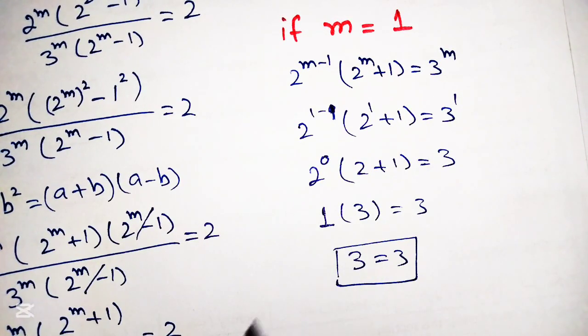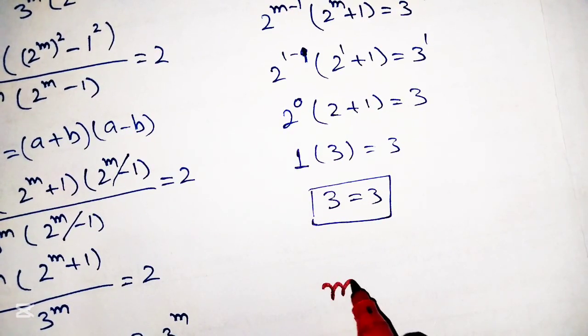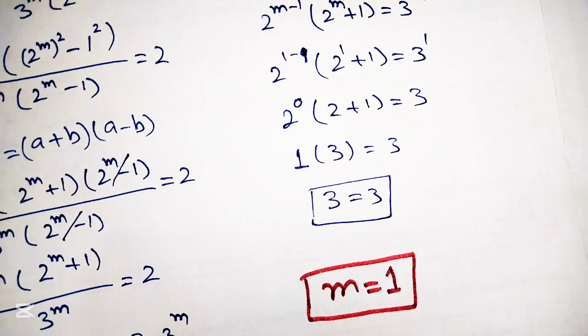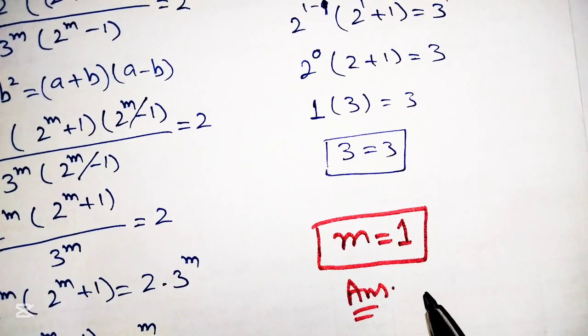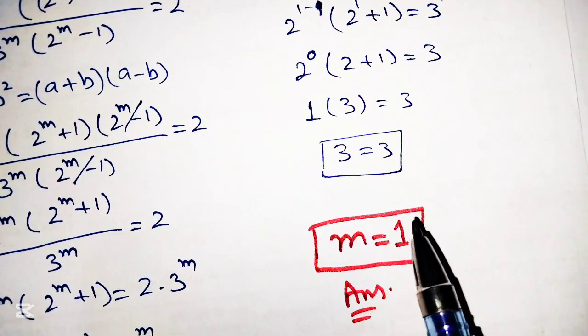It means that m equal to 1 is a solution of this given equation. This is the final answer of this given problem, which we concluded by using the parity rule. So the answer of this problem is 1, and it also satisfies the given equation.